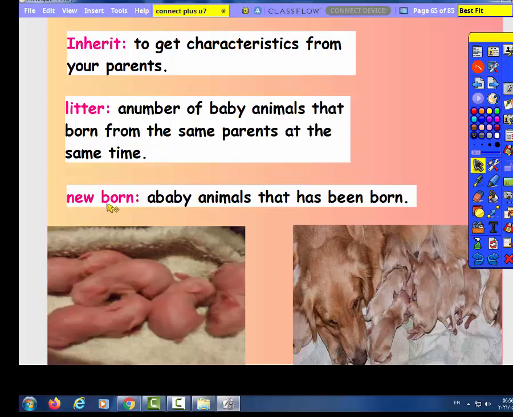Okay? Those baby animals inherited what from their parents? Inherited. What is the meaning of inherit? Inherit means to get characteristics. Characteristics like what? Like shape, color, or height from their parents. So these newborn rabbits, or litters, inherited characteristics including shape, color, and height from their father and mother. Those are litter or newborn rabbits, and those are their parents. They look very different. Litters look very different from their parents.